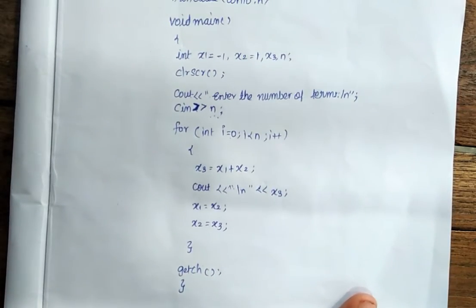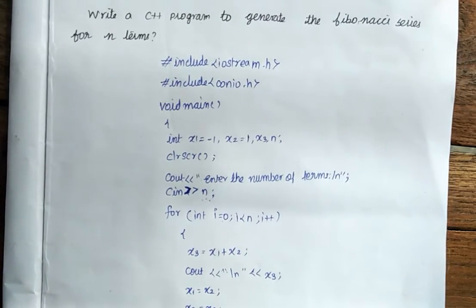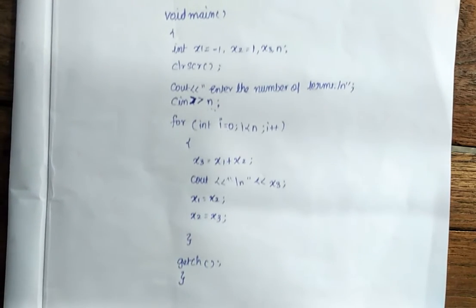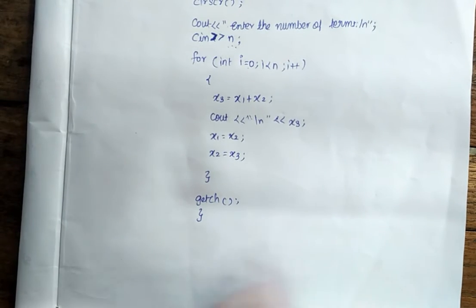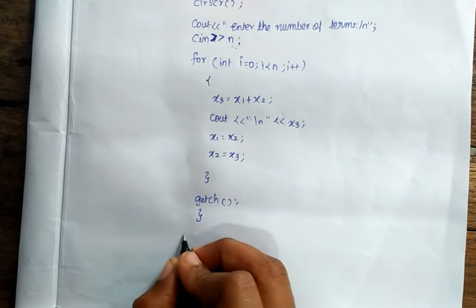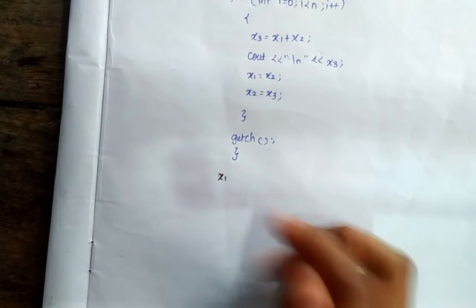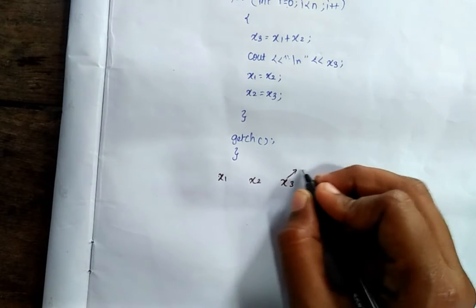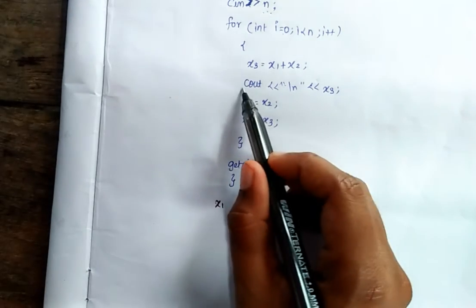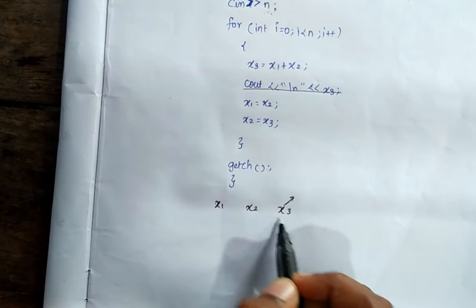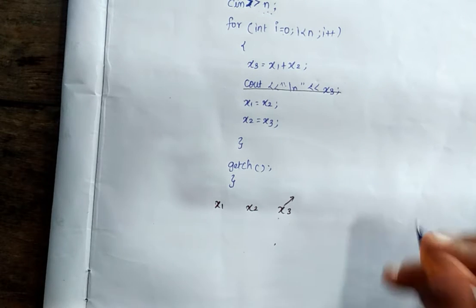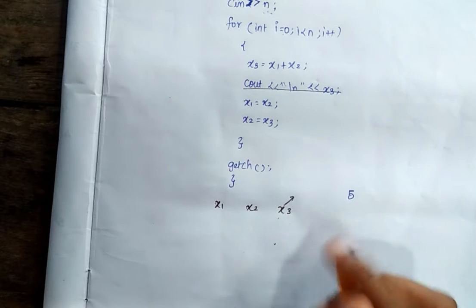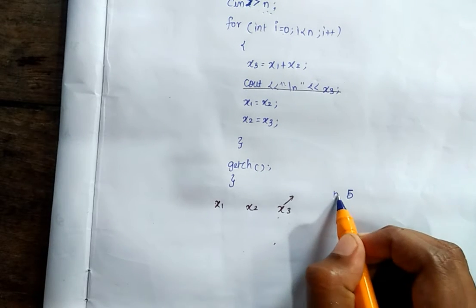This is the program for generating the Fibonacci series for n terms. Let's see how the program will operate. Let's assume x1, x2 and x3. We have to print x3 because here we put cout of x3, so x3 is the output. If you give n input, enter the n terms, you can give 5 terms, so n is equal to 5.